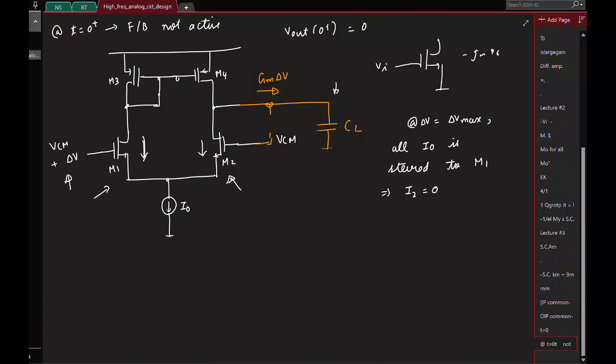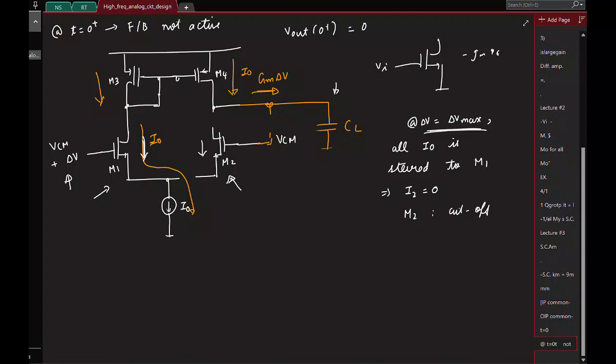So what region is M2 operating in then? It's in cutoff basically. Okay, so at this point, let's say delta V equal to delta V max, M2 is basically cut off. I can basically remove it out of the picture. Okay, all of the current is now flowing through M1, and that current is what is mirrored here, and it will flow through the capacitor.